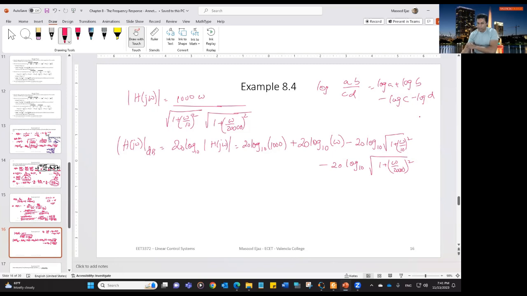Now, remember, each term has to be plotted separately, and then we're going to add all of them together. So the first term is simply 20 log 10 of 1000. 10 to the power 3 is 1000, so it's going to be 20 times 3, which is 60, the first term. Second term, we're just going to keep it like that. Third term, we're going to keep it like that, and we're going to apply the approximation on the third term. And we're going to apply the approximation on the fourth term.